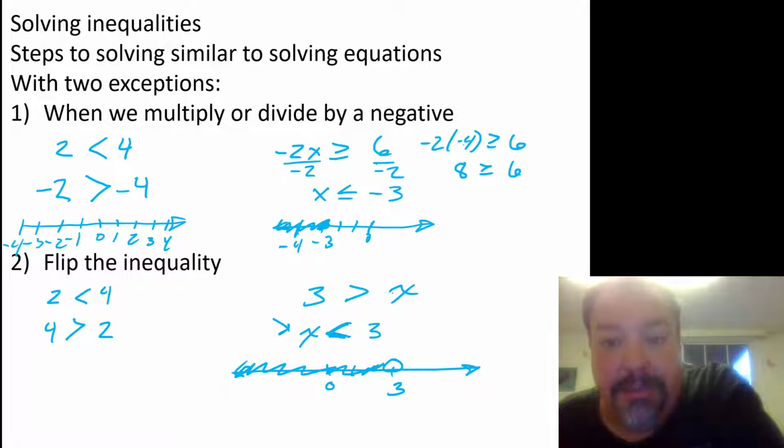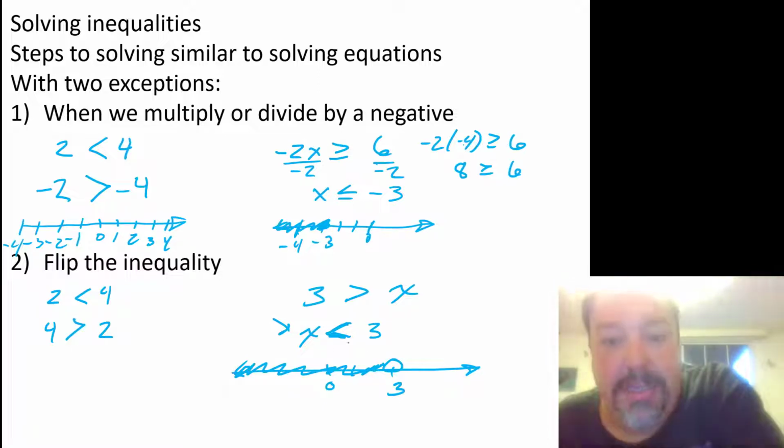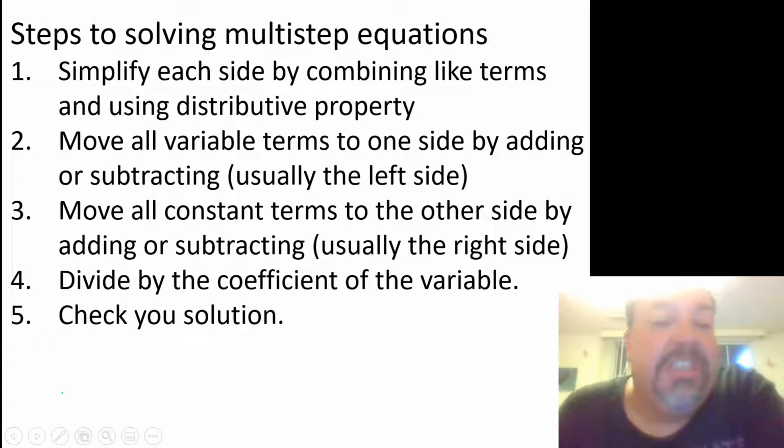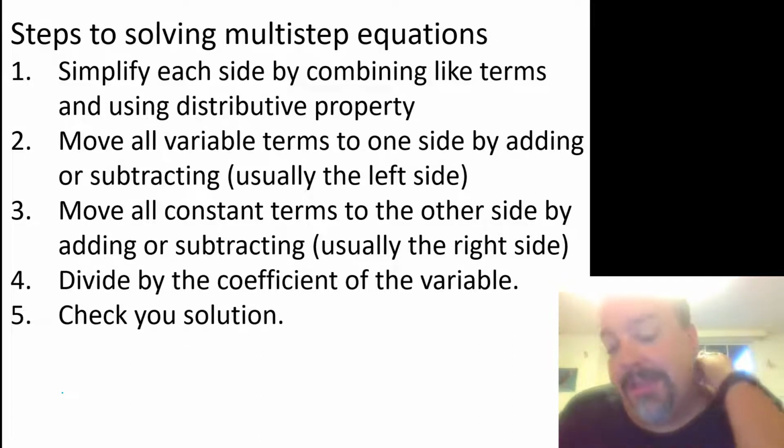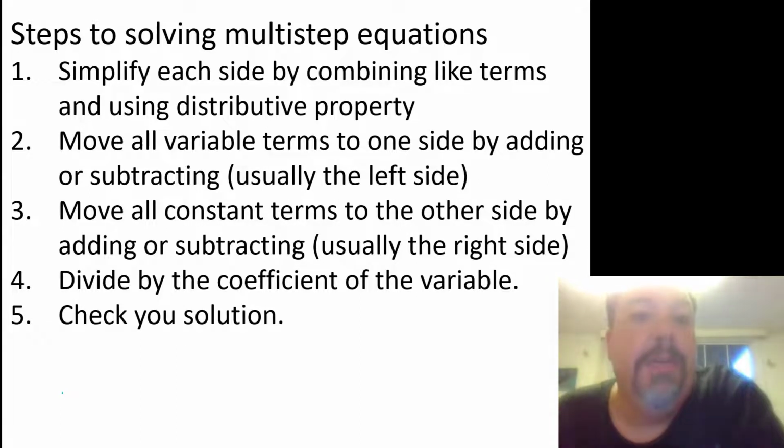If your variable ends up on the right, you got to flip it over to the left, and remember to flip the inequality sign. And then the other steps are just like solving the equations that we dealt with last time. So we still go through all 5 of these steps, simplifying both sides by combining like terms or using the distributive property. When we do that, it's not going to change the inequality sign. When we are moving variables around, and we're doing that by adding or subtracting, it's not going to change the inequality sign. When we move the constants around by adding or subtracting, it's not going to change the inequality.